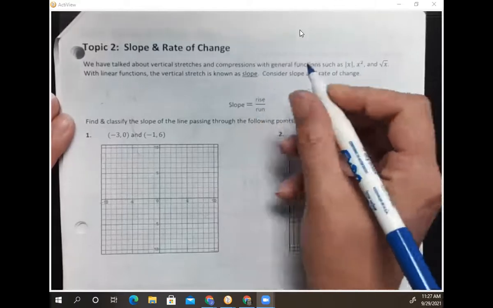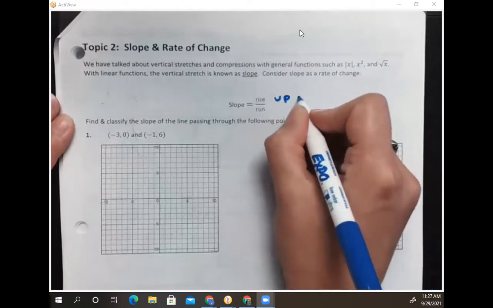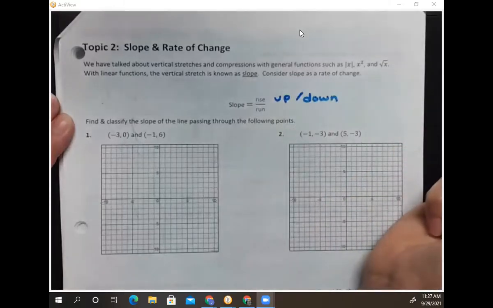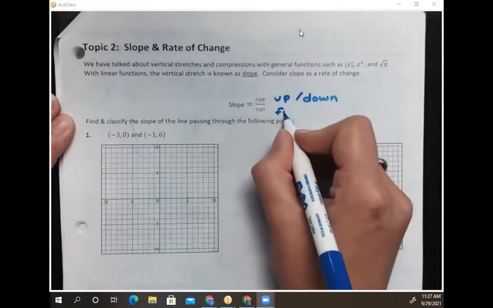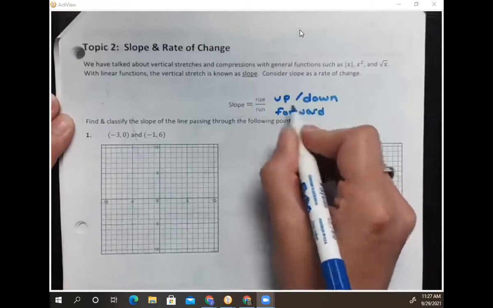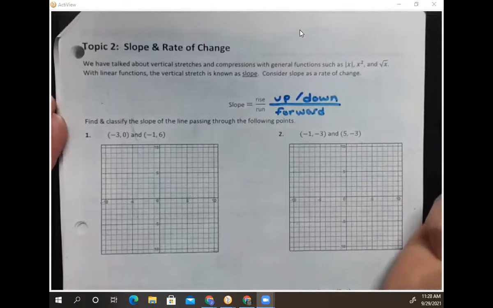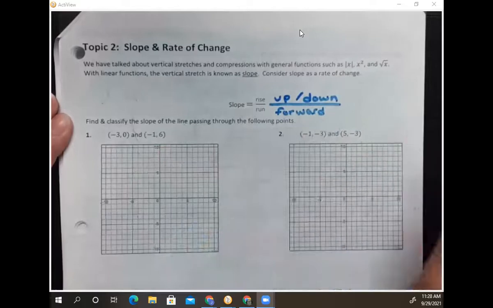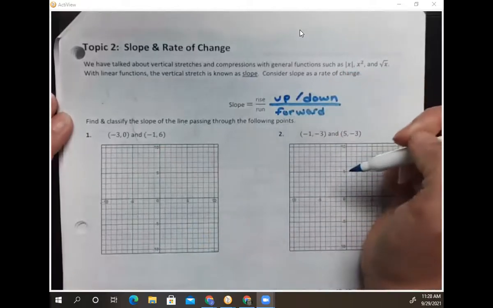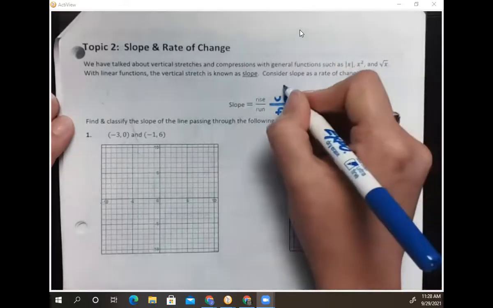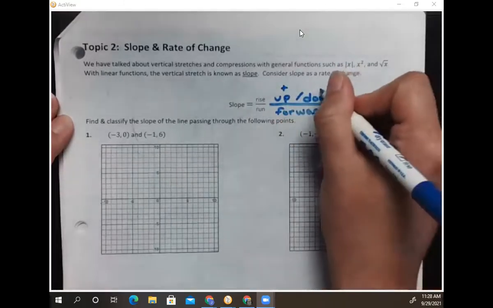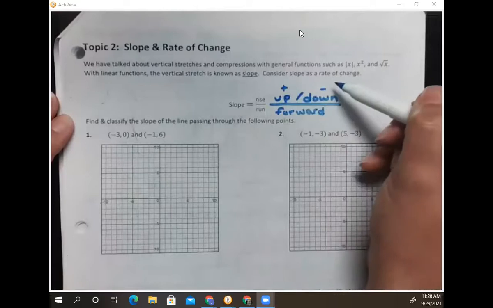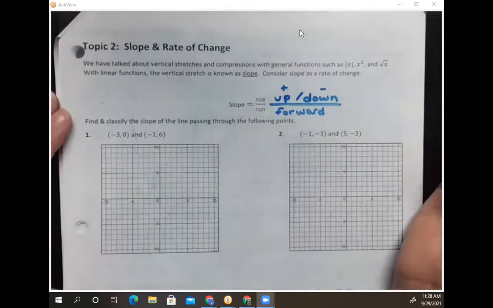So rise means if I'm going up or down, how far I go up or down, and run refers to how far I go forward. So my up or down movement over my forward movement. I'm always going to phrase run as moving forward. And then up or down for our rise will depend on if our slope is positive or negative. If our slope is positive, we're going to go up. If it's negative, we're going to go down. So that means we can have positive slopes and we can have negative slopes. We'll see a couple other options for slopes as well.